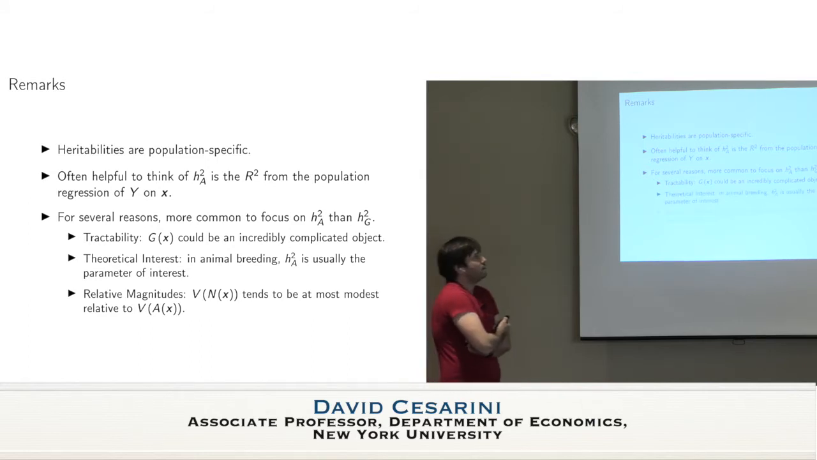The second is that sometimes narrow heritability is just of greater theoretical interest. I don't know that that's very relevant for what we'll be doing here, but in animal breeding, for example, it's a key parameter because it actually tells you something about their response to selection.